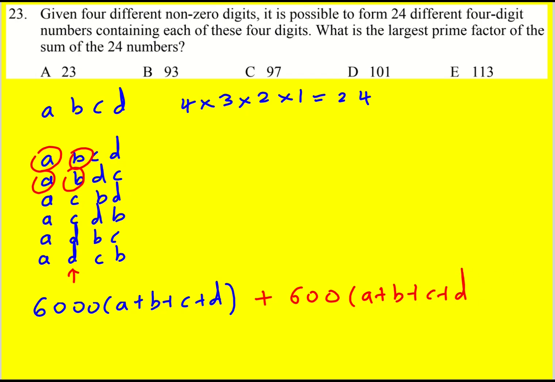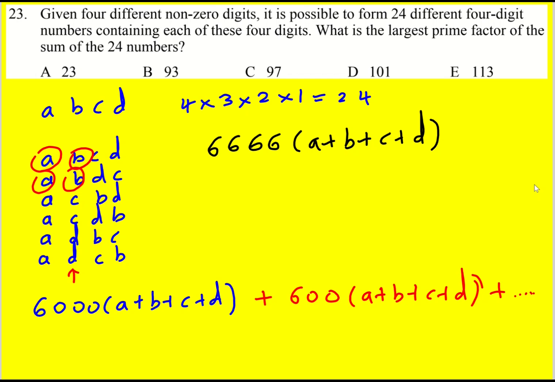And the same is going to go for the tens and the units. So what that means is that when we sum all of these 24 numbers together, we're actually going to get 6,666 lots of A plus B plus C plus D. That's me adding the six times each one is in the thousands, each time it's in the hundreds, and so on. So I want to know the largest prime factor of the sum of the 24 numbers.